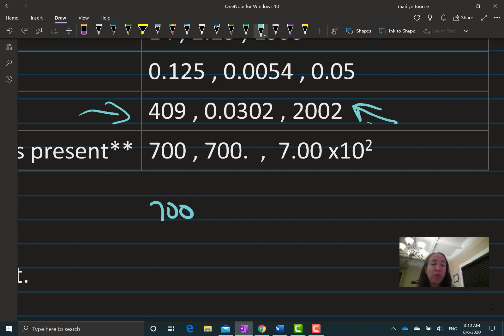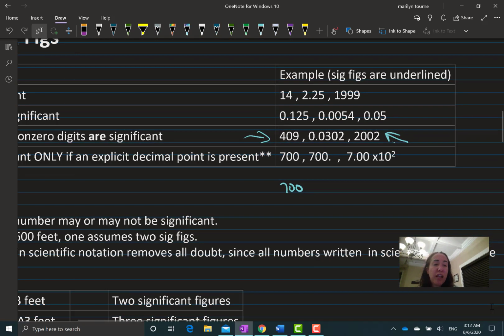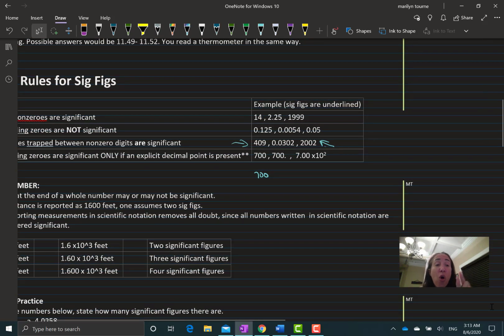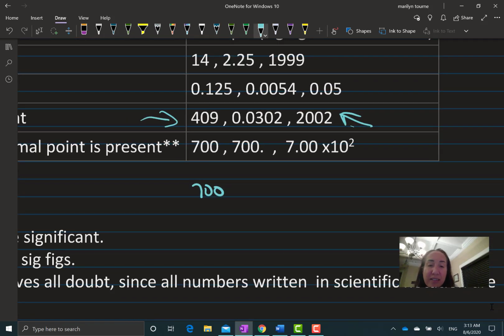Because if you look back at the rule, it says trailing zeros are only significant if you see a decimal place. That example has a decimal place in that number. It's right there. So that means that these zeros here are trailing, right? They're behind the last non-zero digit, which is the 7. So that means that those zeros must count in the number. I have to count them. So that is why that number there is 3 sig figs.